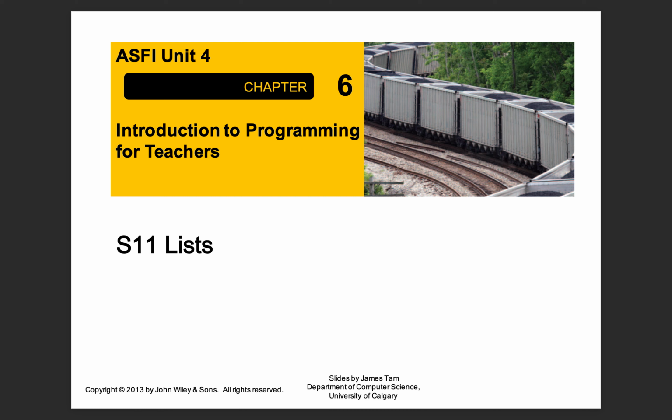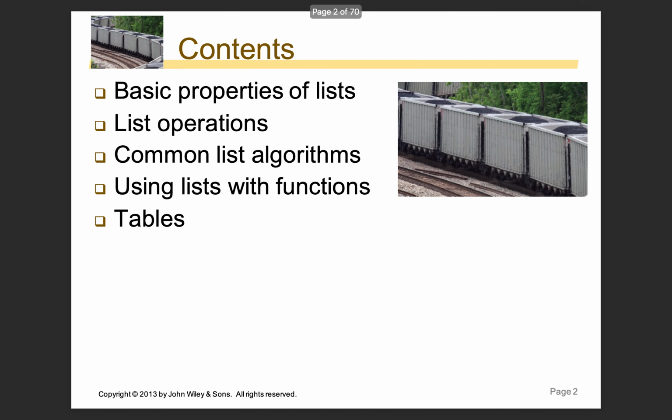This final session is quite a long one, so there are points where you might want to pause the video, go away, recap on the stuff that's been covered, and then continue. The session's all going to be about something called lists. You've got a nice picture here of train carriages, which are actually quite a good analogy for lists. The contents of today's session are basic properties of lists, list operations, common list algorithms, using lists with functions, and then finally tables.